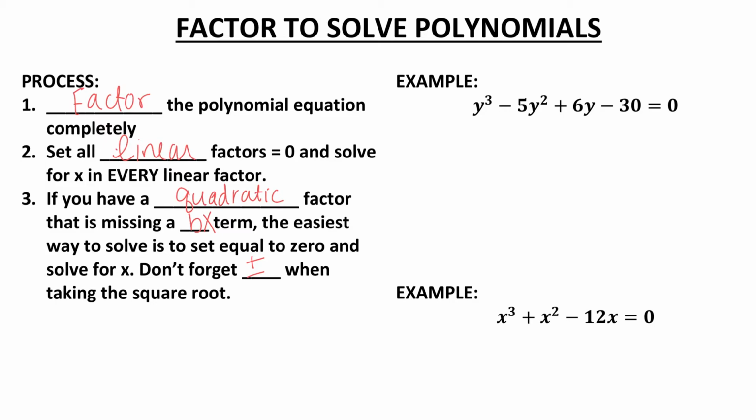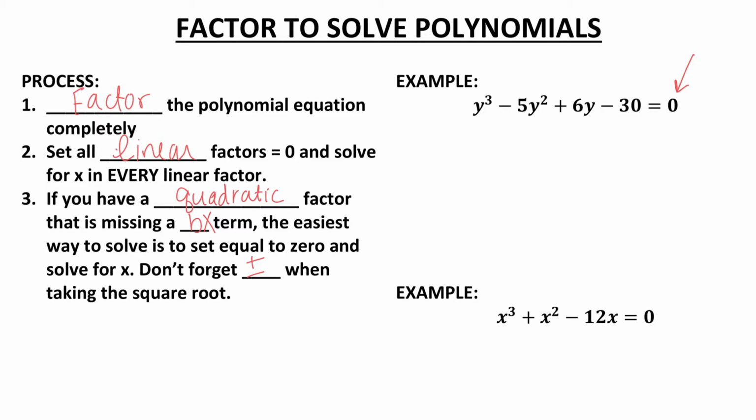We have y to the third minus 5y squared plus 6y minus 30 equals 0. And so when you see that equals 0 there, that's kind of a clue that you're going to be solving. You're solving for the y values. But the first thing that you need to do is you need to factor.